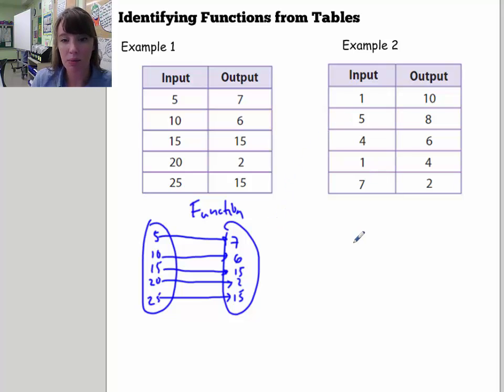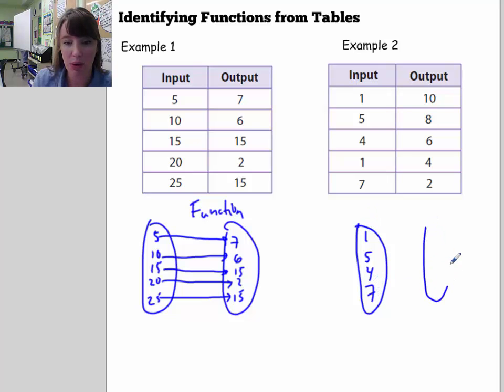Okay? Whereas this one, 1 is being sent to 10. So think about your input diagram here: 1, 5, 4, and then you have 1 again, so you don't want to represent it twice. You don't want to put 2 1s here because it's already been represented here. And 7. Okay? And we can write the numbers 10, 8, 6, 4, and 2. So 1 goes to 10, 5 goes to 8, 4 goes to 6, and then you have a situation where 1 is also being sent to 4, right here. And finally, 7 is being sent to 2.